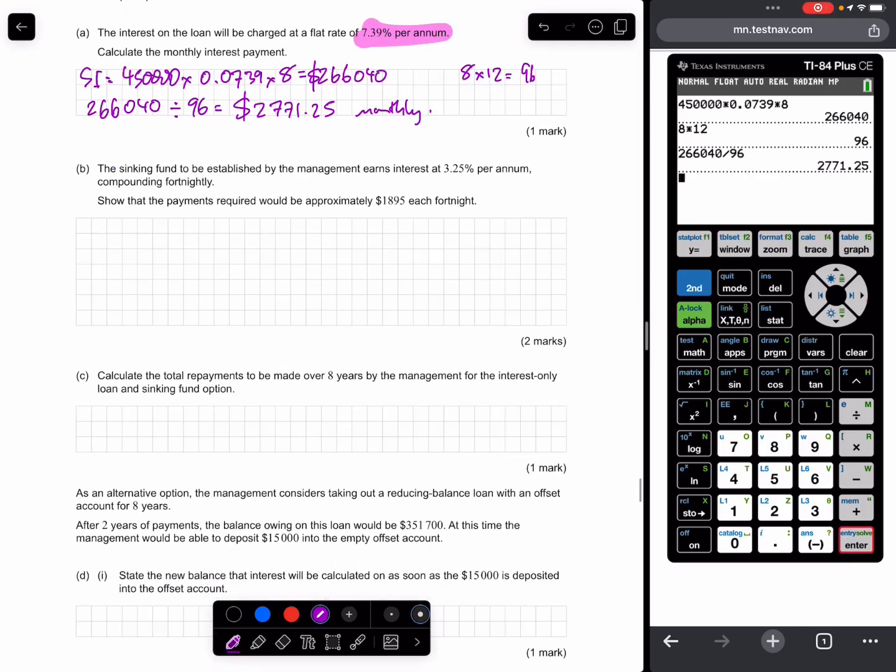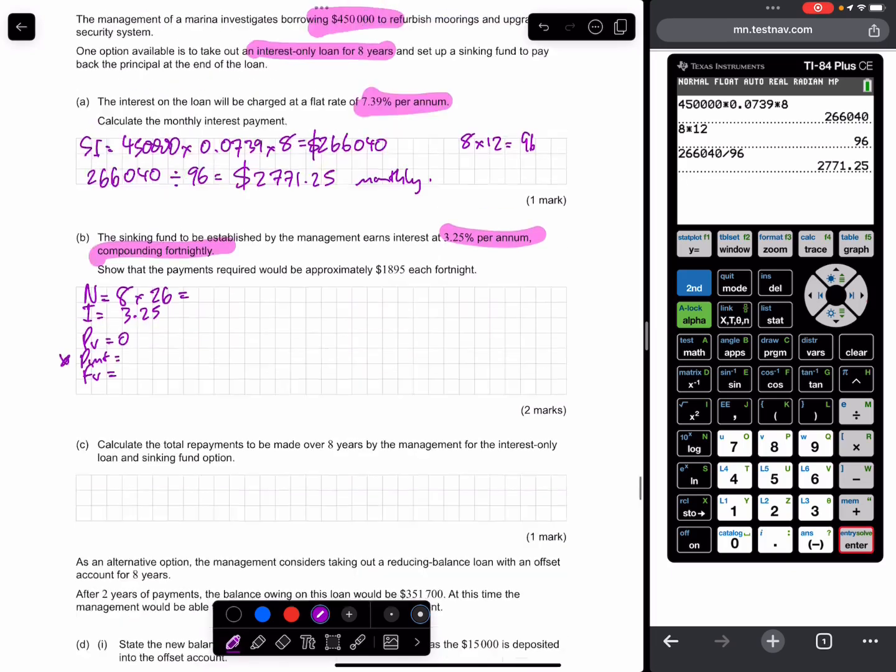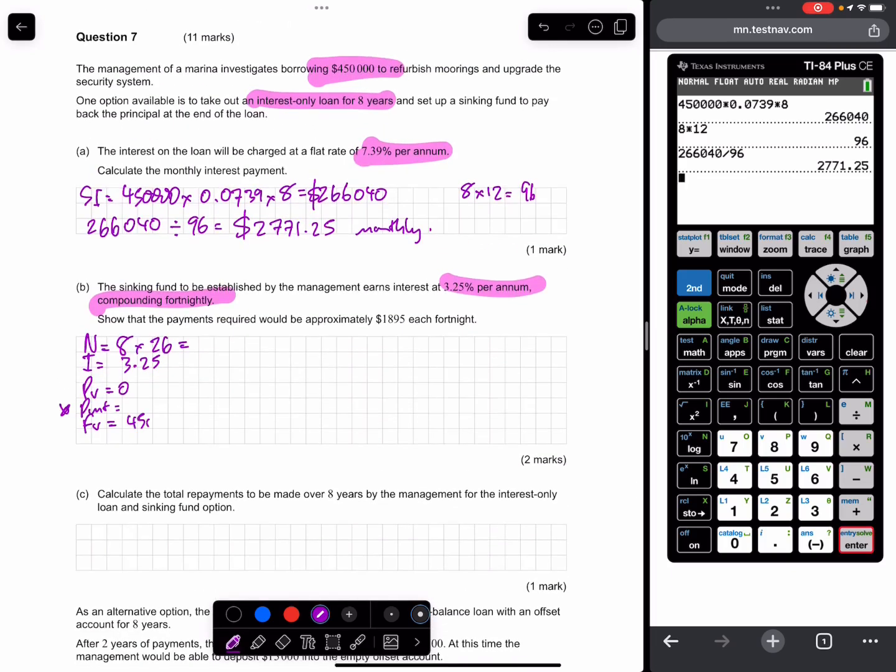Sinking fund to be established earns 3.25% per annum, compounding fortnightly. Show the payments. N, 8 years times fortnightly, 26. Interest rate is 3.25%. Sinking funds start with nothing. I'm trying to find the payment. Solve for that. FV, I need it to grow to 450,000 over the course of 8 years. PY and CY, fortnightly, so 26.